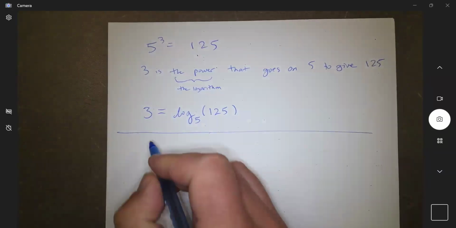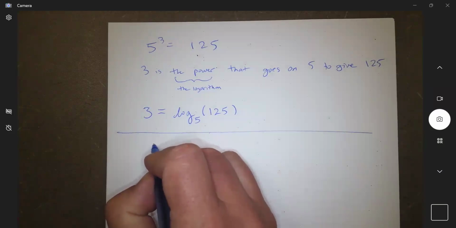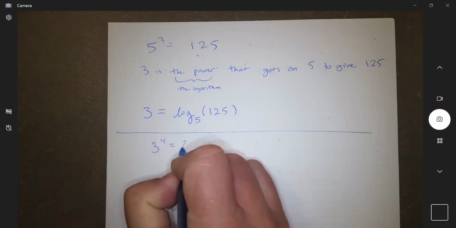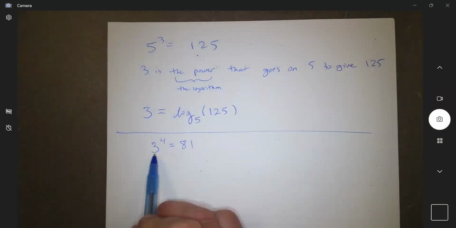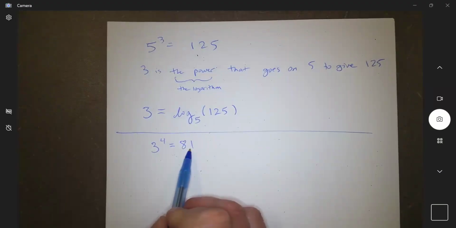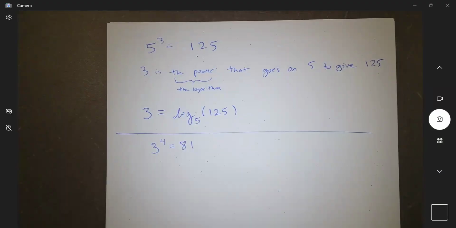Take a minute and write this one. Write it as the sentence again. It's the one that maybe you just did because I did notes, but practice. Write it as a verbal sentence and then write it as a logarithm.